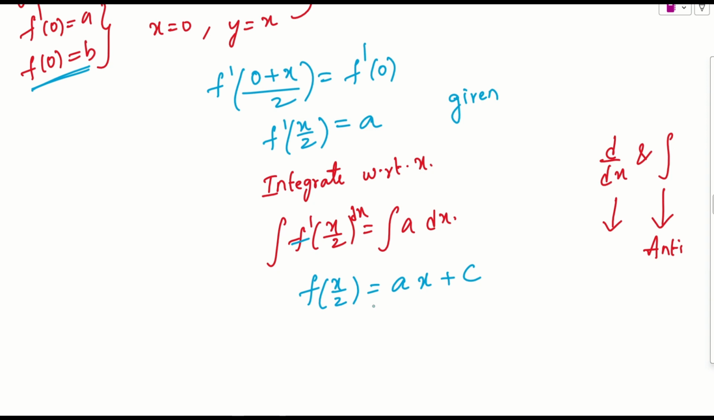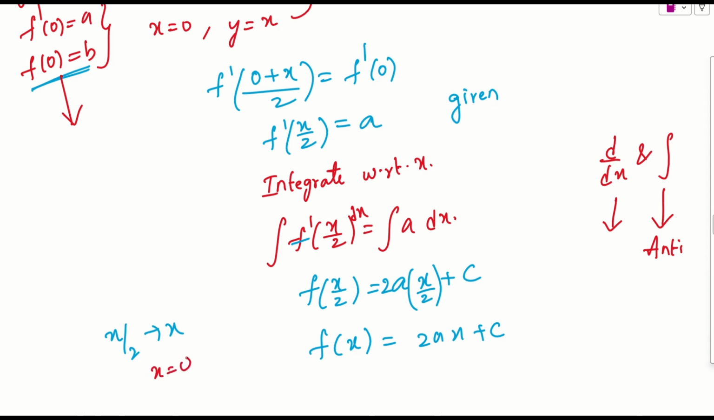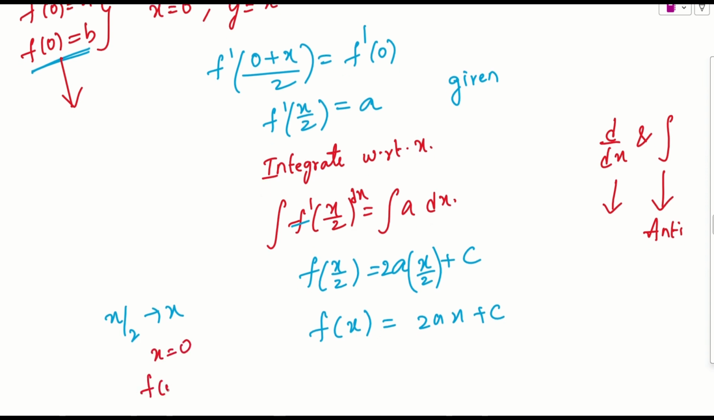Here only we are having x, right? So what I will do is take this as multiply by 2, divide by 2. Is it okay? What I can do here, simply replace x by 2 with x. So what you will be getting? f of x equals 2ax plus c. Is it okay? Now simply substitute x equals 0, because I have done integration and f of 0 is equal to b. So simply take x equals 0. Agree? We got f of 0 equals b, right?